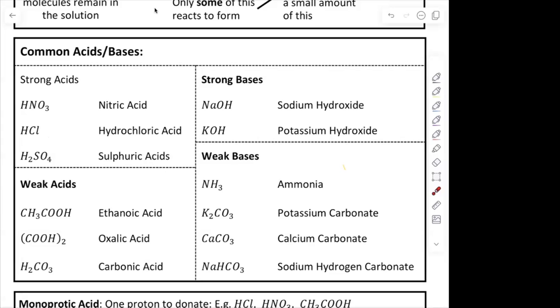And then your weak acids: you're dealing with ethanoic acid, the acid you find in vinegar or lemons. You've got oxalic acid and carbonic acid. Those are some weak acids. For weak bases, you've got ammonia, potassium carbonate, calcium carbonate, and sodium hydrogen carbonate as well. Very important that you know these. These will be able to help you.